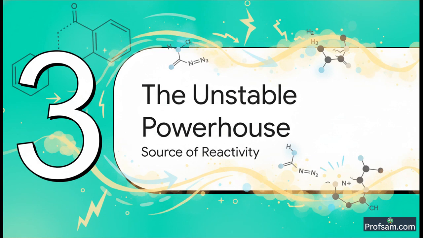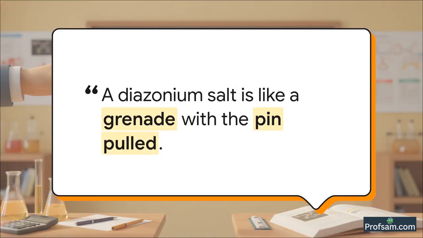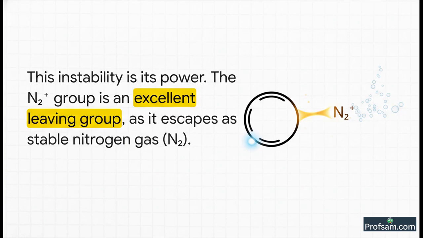Let's find out why. I want you to hold this one analogy in your mind. A diazonium salt is like a grenade with the pin pulled. It's just stable enough to hang around for a short time, but it is primed and ready for a very powerful reaction. So you see, this instability isn't a weakness. It is the source of its synthetic power.